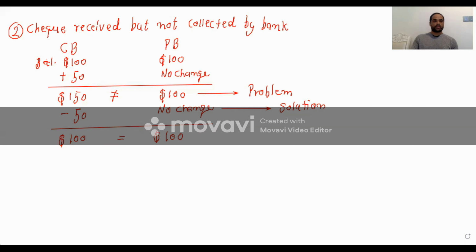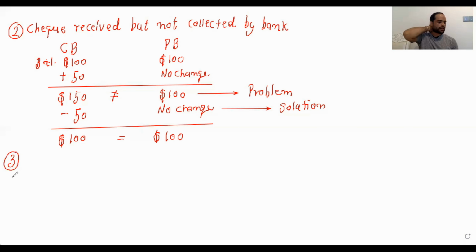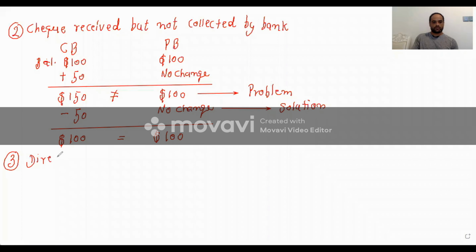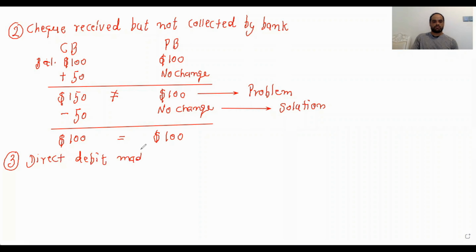Now let's move on to the third time difference. So the third time difference is amount directly debited by the bank, or direct debit made by bank.